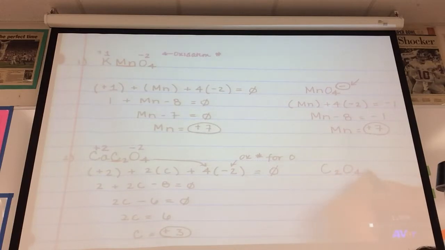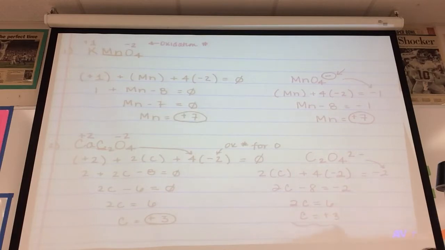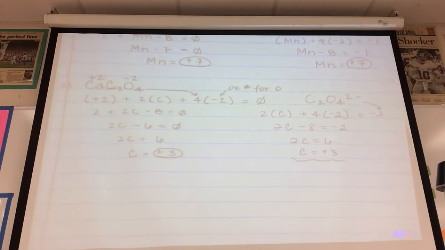Oxalate ion has a 2- charge, on the back of the periodic table if you don't know them. You have 2 carbon, 4 O's that are -2, and what would you set the sum of these equal to? -2, the charge. And you have 2C minus 8 equals -2. 2C is equal to 6. C is equal to +3. So you can check your work or you can just do it off that. Whatever floats your boat is fine.